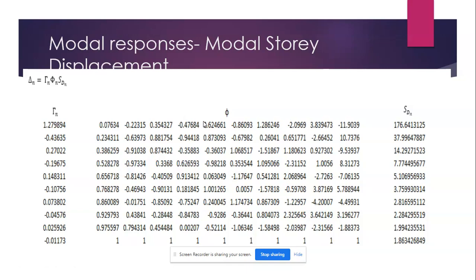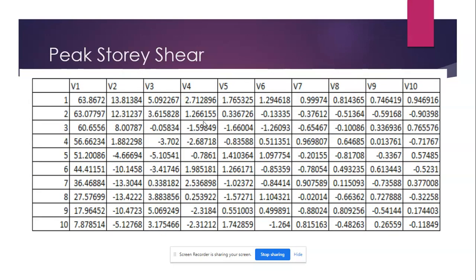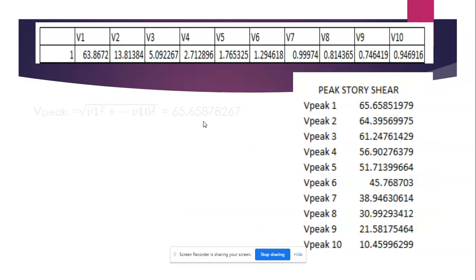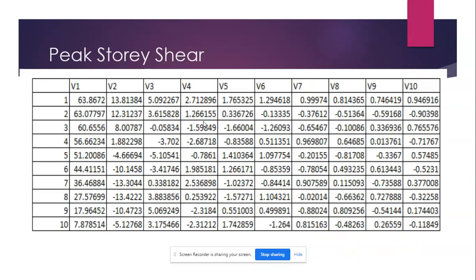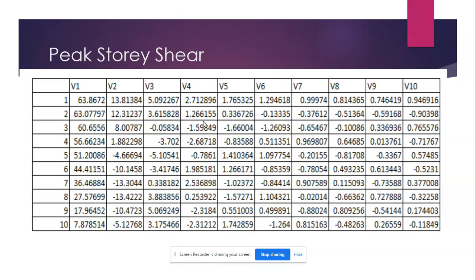So all the modal story shear forces of floor 1 from mode 1 to mode 10, add them. All you have to do is take the square root of their sum here, and the result is the peak story shear.